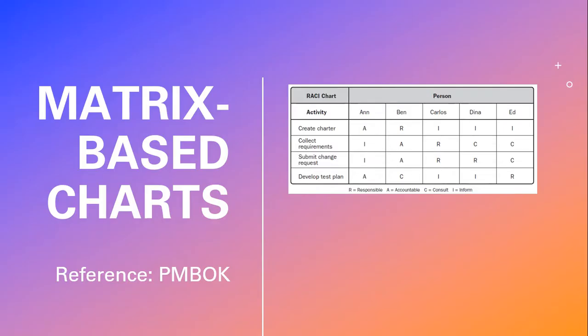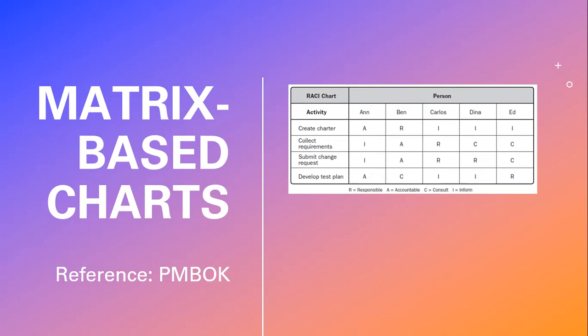Like here in this example, you can see create charter. So Ben is responsible for creating a project charter, whereas N is accountable for Ben. And when the charter is ready, Ben will inform Carlos, Dina and Ed.